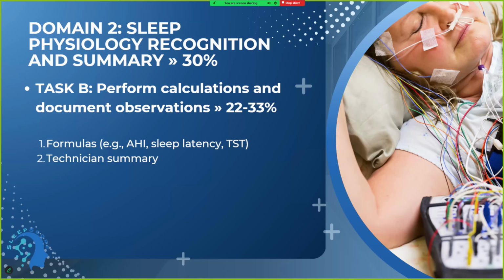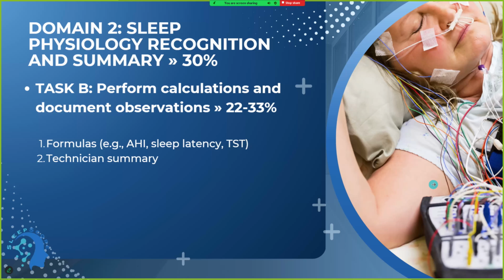Now, in domain 2, task B is performing calculations and documenting observations. 22 to 33% of the questions will come from here. These are very simple formulas, like AHI. What is AHI? What is sleep latency? What is TST, total sleep time? AHI means apnea-hypopnea index. Sleep latency means the time from wake to the first stage of sleep. It is a very simple thing. Once we start sleep study training, you will know very easily what these are.